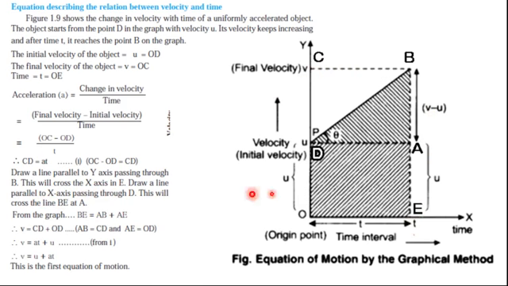So this is the x-axis. Draw the line parallel to the x-axis passing through D. Again you can cross this passing through D, and this will cross the line BE at A. So this is BE at A. You can draw this line and this line afterwards, so you will get this kind of a diagram.